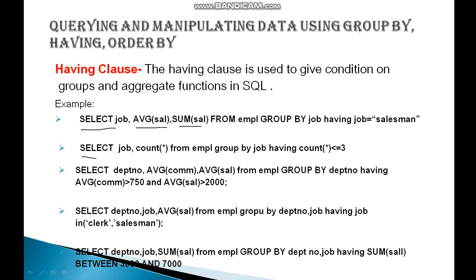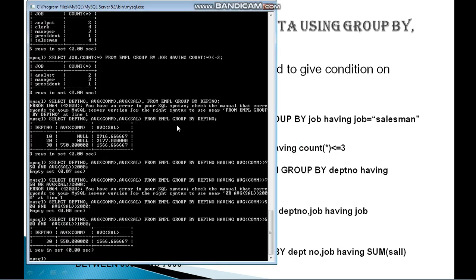Now the next one is select department number, job, average salary from employee group by department number, job, having job in clerk and salesman. Here some printing mistake is there, it should be group by. Here you have a nested group. So what they are doing, one by one we will do. Here we want to find the department number, job and average salary first.